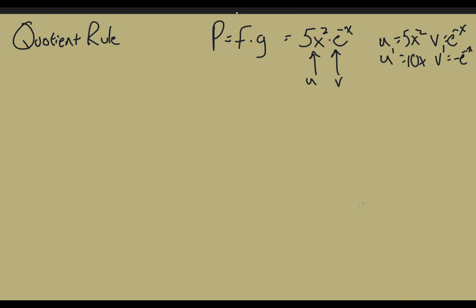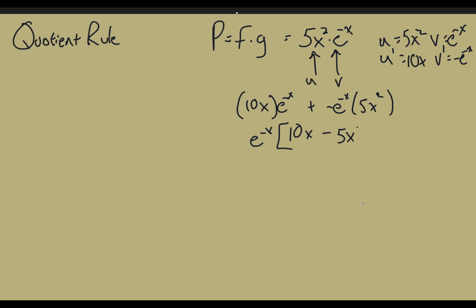So if these were just multiplied like this, u prime would be 10x, and v would be e to the negative x, plus v prime, negative e to the negative x, times u, 5x squared. And if I want to put these together, well, I have an e to the negative x on the outside, so that's nice. We could write it as e to the negative x. I didn't do that on purpose, but it highlights it well. Minus 5x squared. Right? You got to keep that in there. So this would be our product rule answer.